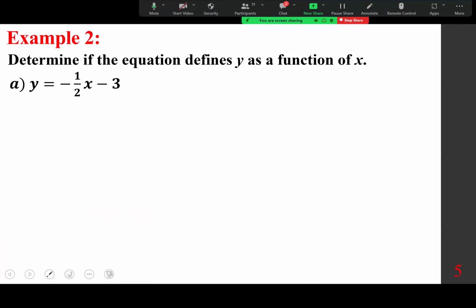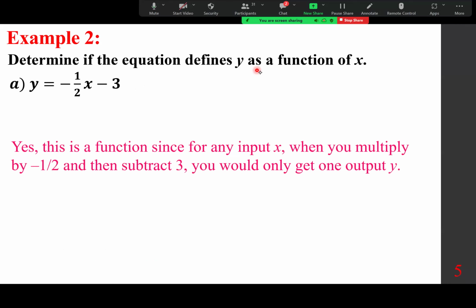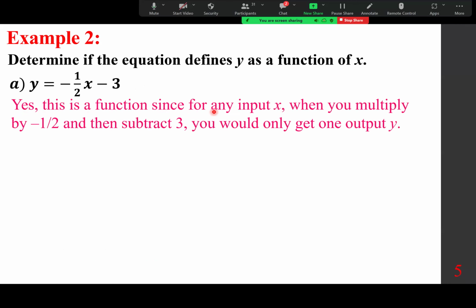Example 2: determine if the equation defines y as a function of x. You want to see if the first coordinate, the independent variable x, repeats or not. And this is a function. Yes, since for any input x, when you multiply by -1/2 and then subtract 3, you would only get one output y. In other words, you have to solve for y to see if it's unique or not. It is already solved for y.